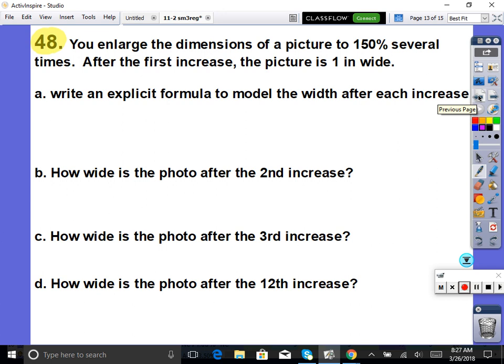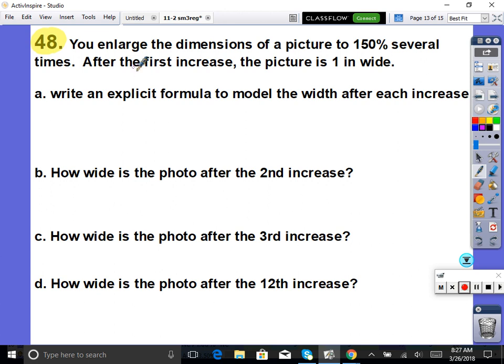So here we go. It says you enlarge the dimensions of a picture up to 150% several times. So if you start with a picture and you're enlarging it by 100, but then also 50%, it says after the first increase, the picture is 1 inch wide. So just be careful here. Write an explicit formula to model the width after each increase. We got to be careful. This one kind of seems like it's a trick question. We could make it harder than it needs to be, but just keep this in mind.